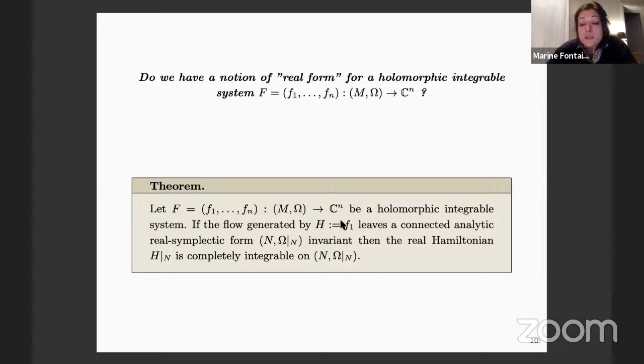But if you suppose that H leaves a real form invariant, it means that all the other imaginary parts and real parts, because they Poisson commute, are all constant along the flow of H. So in particular, the algebra that you get in that case is an algebra of first integrals. So that gives you complete integrability.